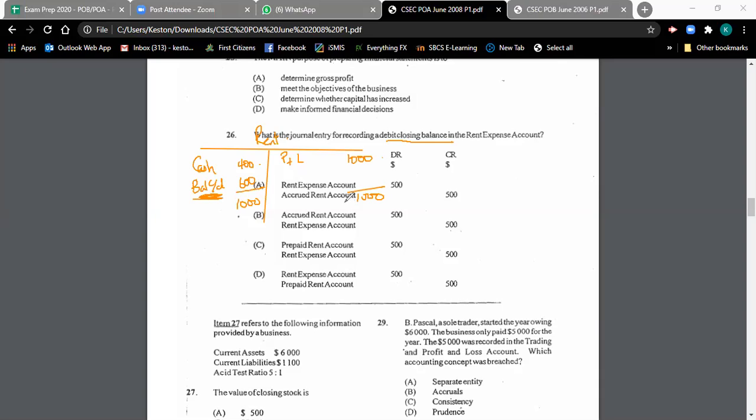It would be A. Rent account, rent expense account, and accrued rent. Yeah? Make sense? Everybody right with that? Alright, so we're doing A for this one. Right, this will be the debit closing balance, and this is you transferring to your accrued rent account. Yeah?